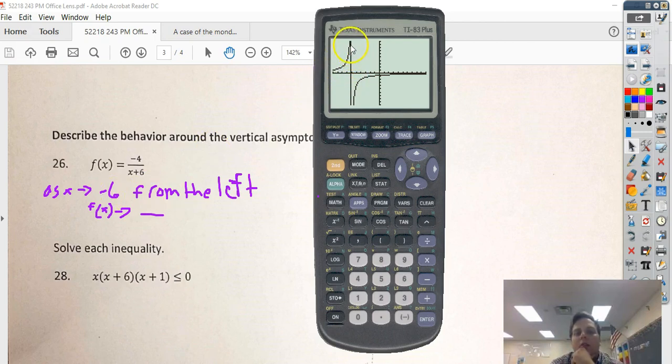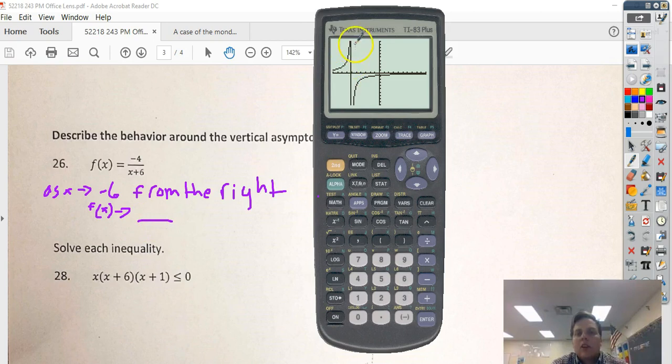What is y doing? It's going up. So I would say that's going to positive infinity. Okay? So now we're going to repeat the same question, which you should already have written down, but instead of saying from the left, we're going to ask ourselves, what is it doing from the right?